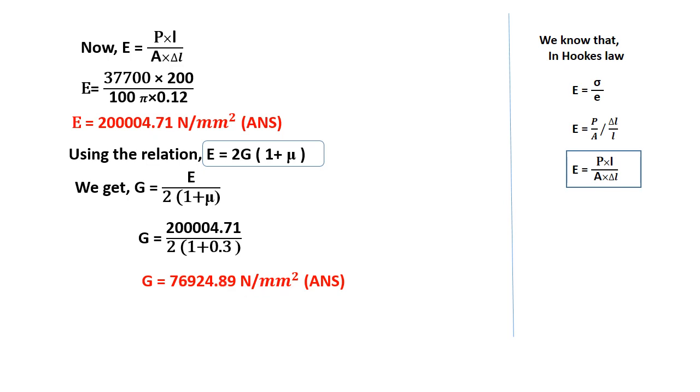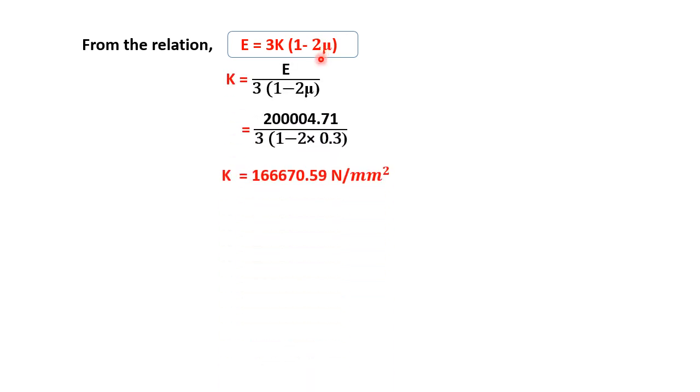Now next is to find the value for K. This relation is also derived in my previous videos, so you can go and check it out. From this equation we can find the value for K. K is the bulk modulus, E is the Young's modulus, and mu is the Poisson's ratio. After putting all the values in this equation, we get this value. This value is for K, and K is nothing but the bulk modulus.